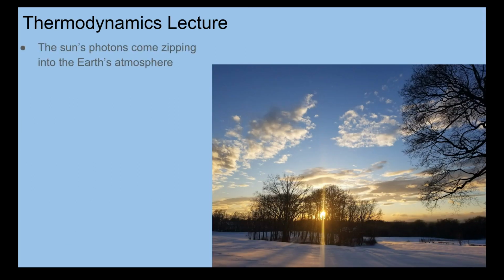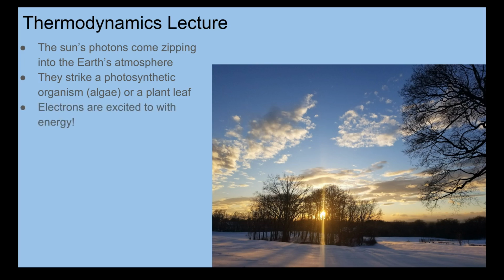So how does this work? All of the energy on Earth is derived from the sun. The sun's photons come zipping into the Earth's atmosphere, and they strike photosynthetic organisms or a plant leaf, where they impart that energy from the photons to electrons within those molecules inside of those biological organisms.